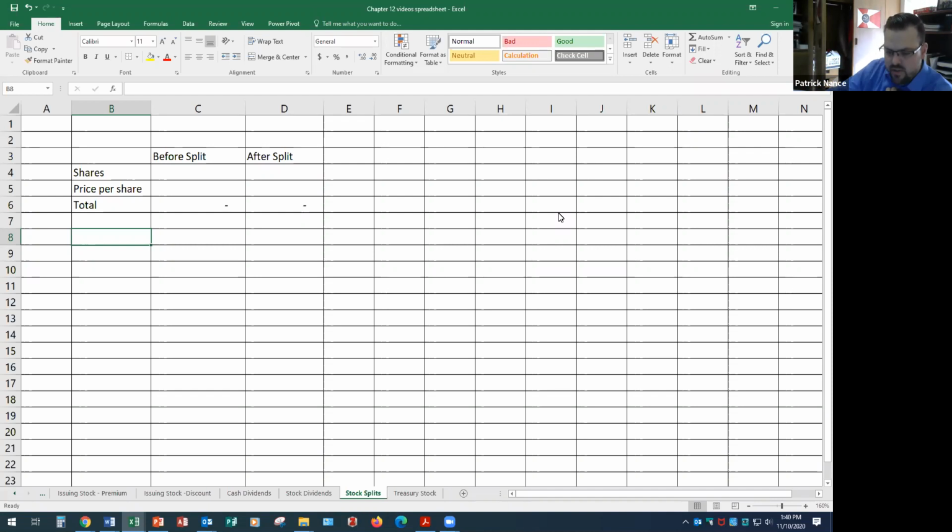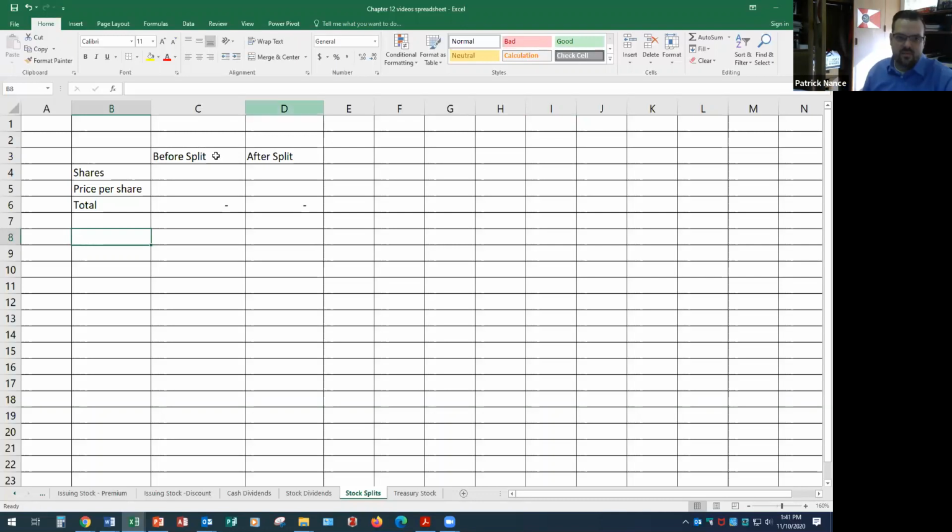So it'll change the value of the stock individually, but it will not change the overall value of the stock itself. Okay, so stock split, like I said, it's changing the number of shares of stock and the value per share, but does not change the overall value. I know that sounds confusing, but it's not as bad as it sounds.